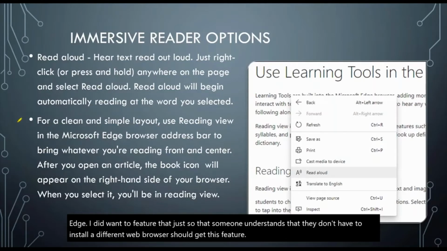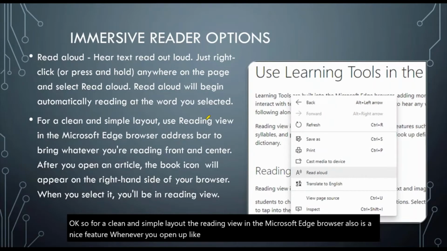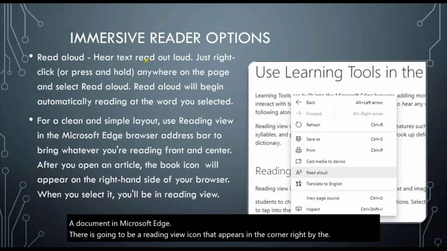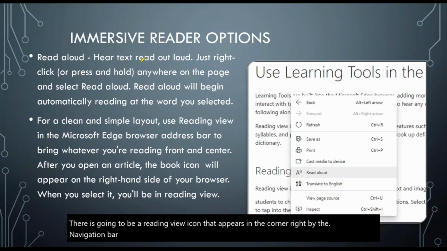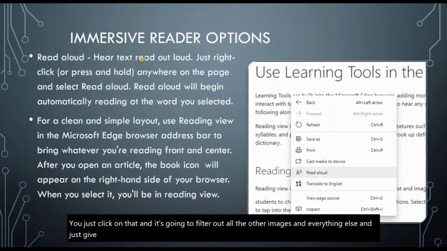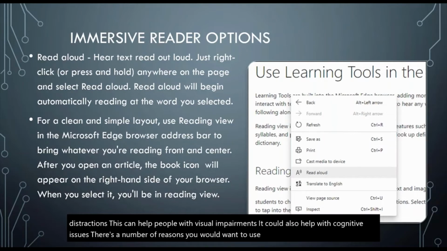Okay, so for a clean and simple layout, the reading view in the Microsoft Edge browser also is a nice feature. Whenever you open up a document in Microsoft Edge, there's going to be a reading view icon that appears in the corner right by the navigation bar. You just click on that and it's going to filter out all the other images and everything else and just give you the text so that you can focus on just reading and you don't have any other distractions. This can help people with visual impairments. It could also help with cognitive issues. There's a number of reasons you would want to use that, but it is a very useful feature to have.